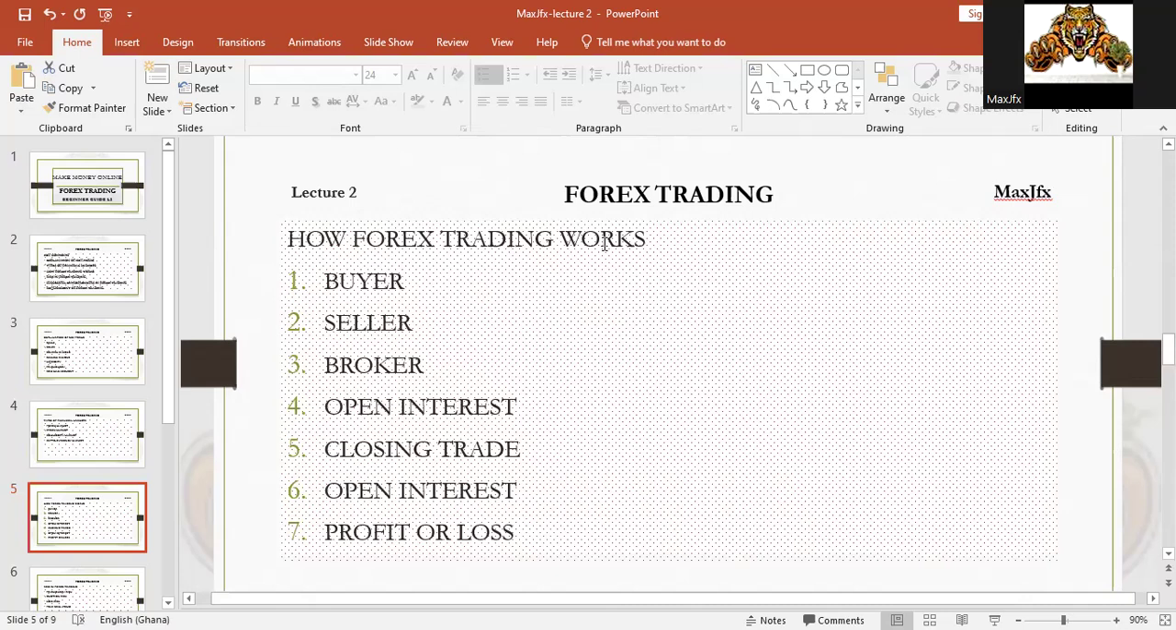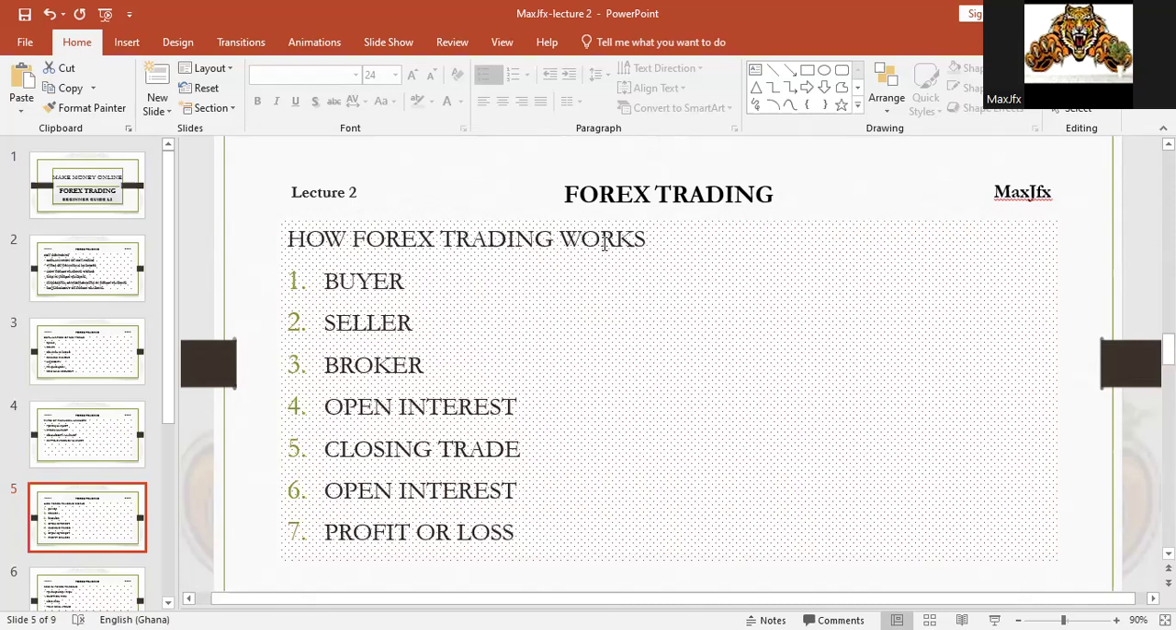It's just like a normal market. In a normal market, you need a buyer and a seller in order to transact business. So in the forex market too, we need a buyer, we need a seller. But instead of dealing straight with the buyer or the seller, we need to pass through someone, which is the broker. So the broker is just someone between the buyers and sellers. They help transact businesses. They help match buyers and sellers.